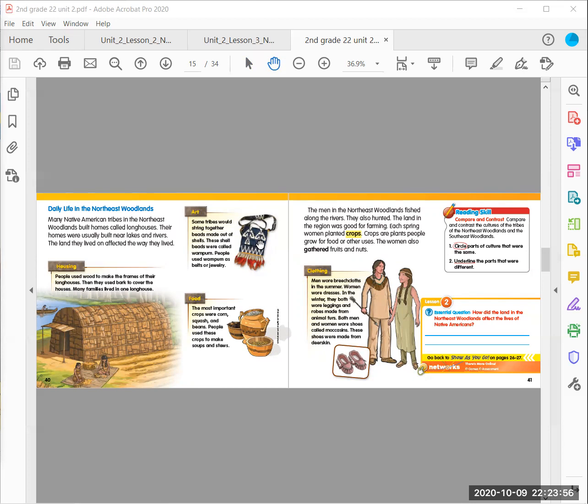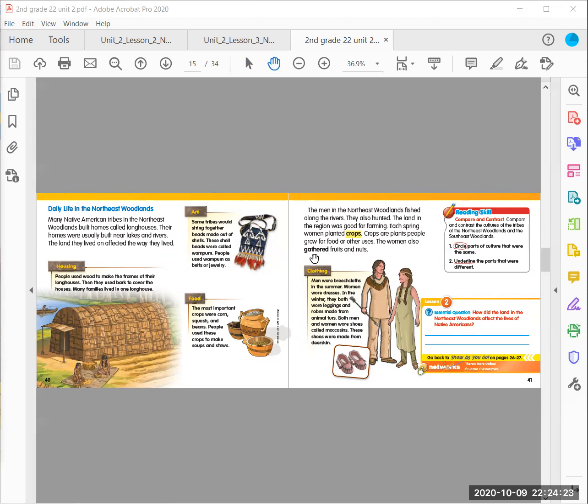Art. Some tribes would string together beads made out of shells. These shell beads were called wampum. People used wampum as belts or jewelry. Food. The most important crops were corn, squash, and beans. People used these crops to make soups and stews.